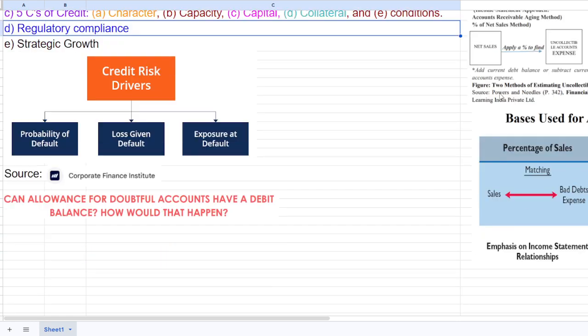As I explained earlier, all of this is under allowances. We have percentage of sales and the percentage of receivables. The first emphasizes the income statement relationship. The next is the balance sheet relationship.